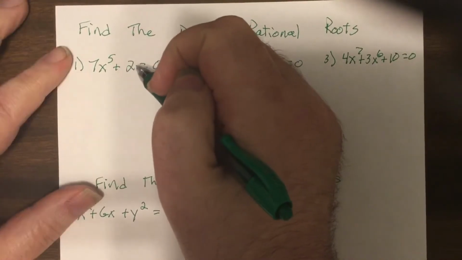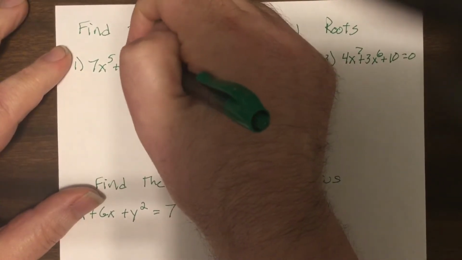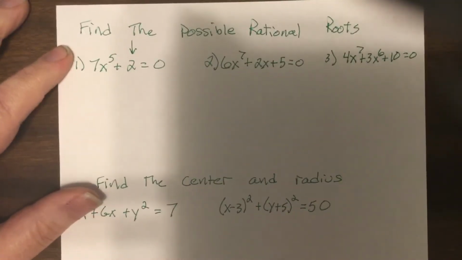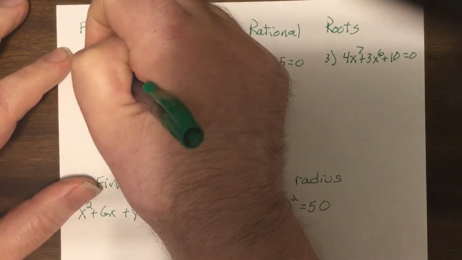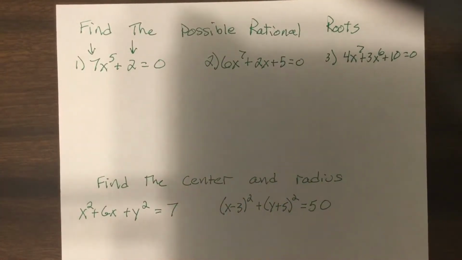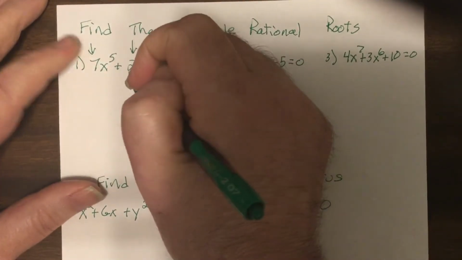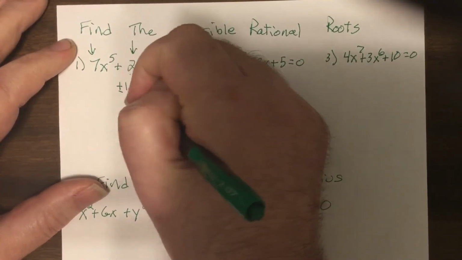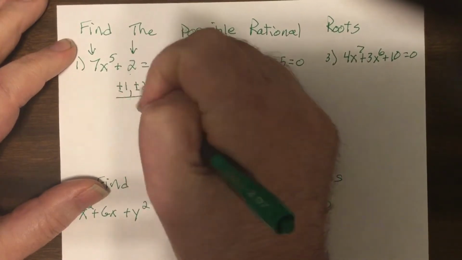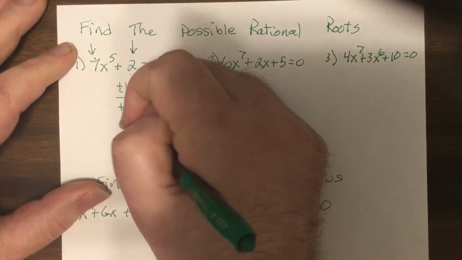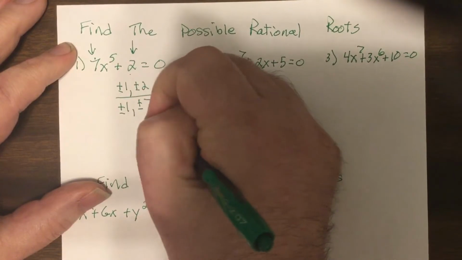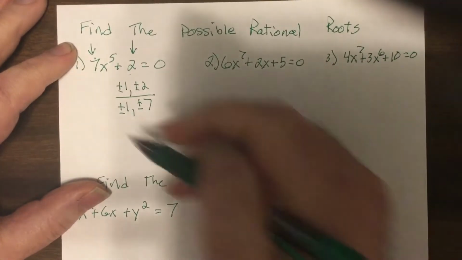So the possible rational roots are the factors of the constant divided by the factors of the highest powered term's coefficient. So the factors of 2 are plus or minus 1, plus or minus 2. The factors of 7 are plus or minus 1, plus or minus 7. So you just start dividing.